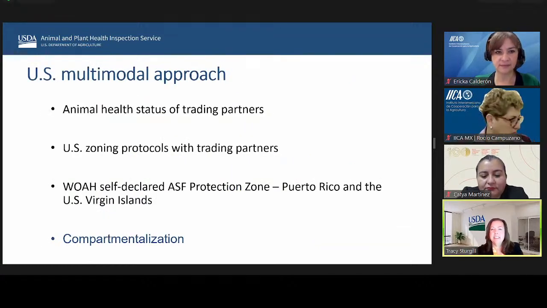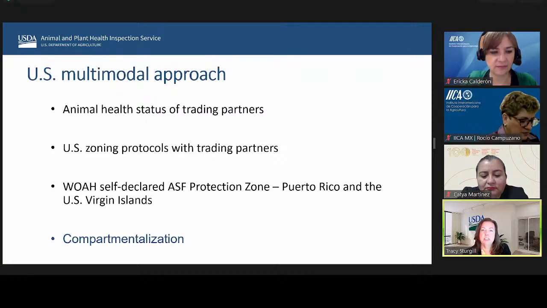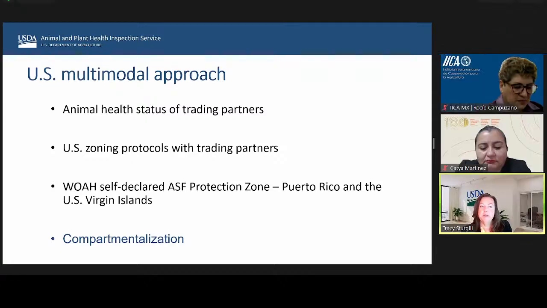So the United States takes a multimodal approach for facilitating safe trade and preparing for continuity of trade in the event of an African swine fever outbreak in commercial swine in the United States. And we do this by completing import risk analyses to evaluate the animal health status of trading partners. We also evaluate the feasibility and, when possible, develop bilateral zoning protocols with trading partners to mutually recognize each other's established zones.